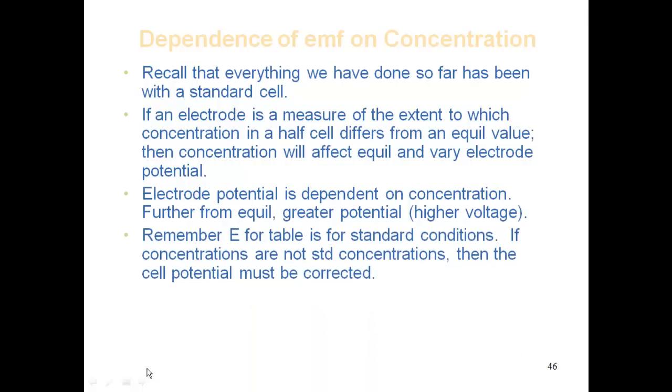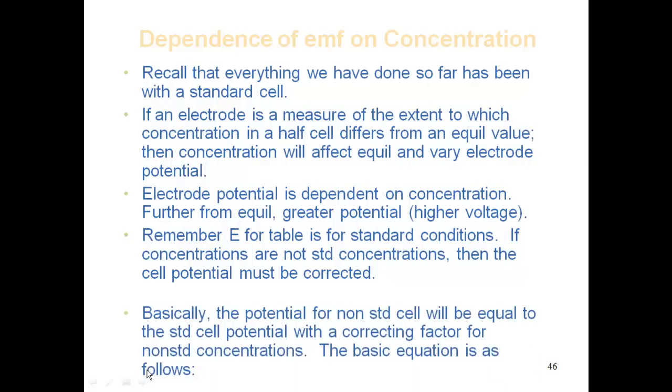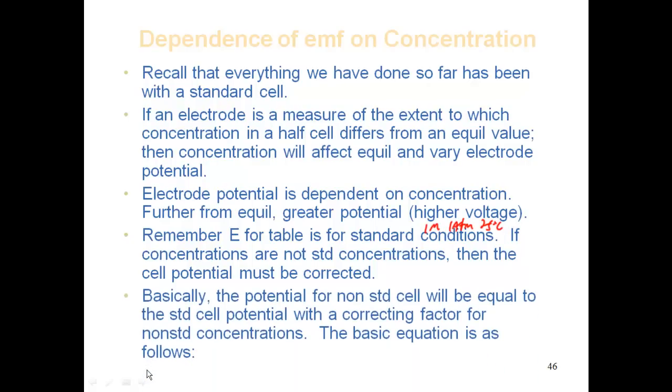Remember that potential in the tables is for standard conditions: 1 molarity, 1 atmosphere, 25 degrees C. If the concentrations are not standard concentrations, then that cell potential must be corrected. Basically, the potential for your non-standard cell will be equal to that standard cell potential with a correcting factor for non-standard conditions. So we still have to calculate the standard potential, but then we have to apply this correcting factor to figure out the non-standard.